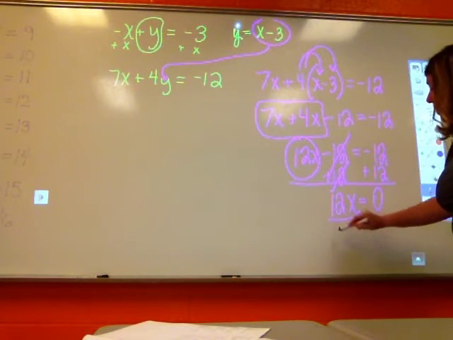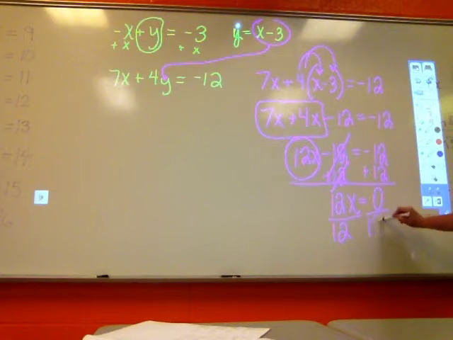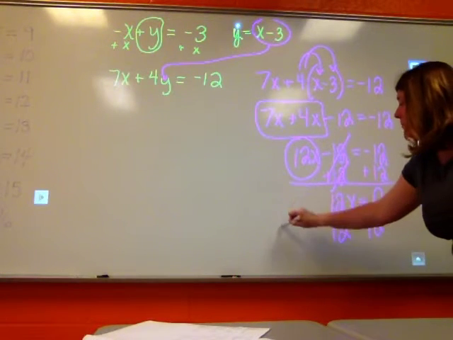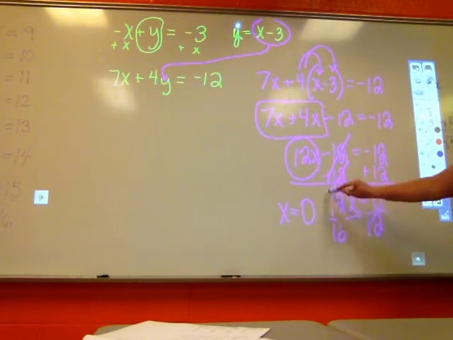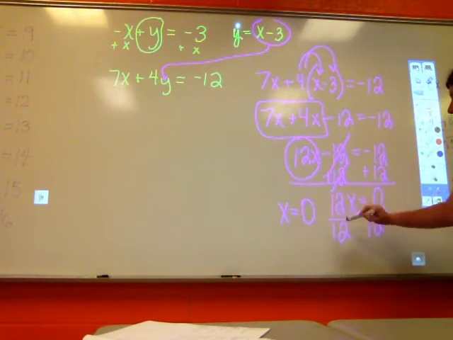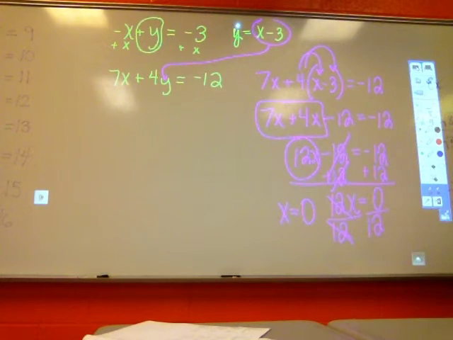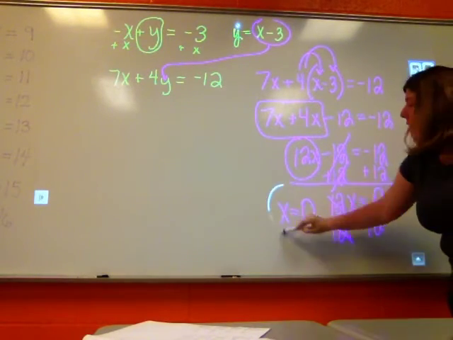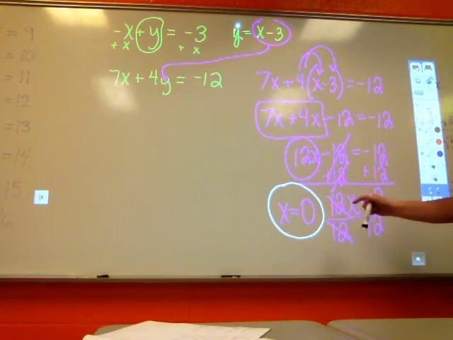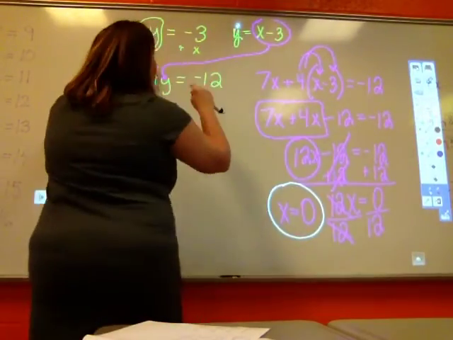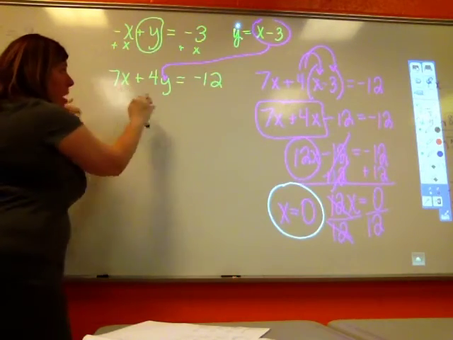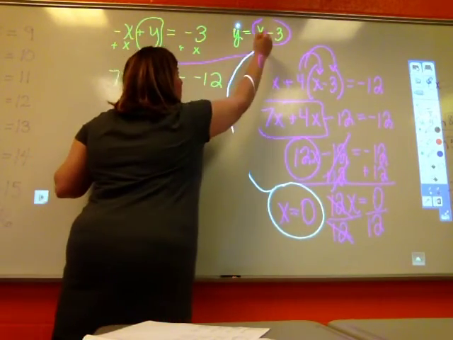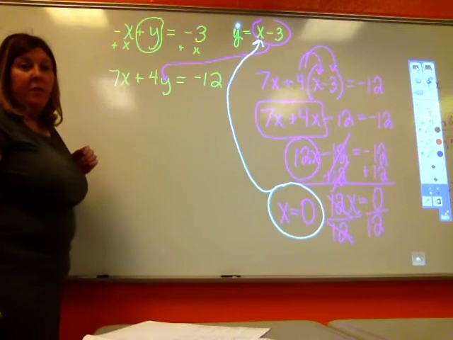So now when I divide, I'm going to divide by 12. And when I do that, x actually equals 0 divided by 12, which is 0. So now that I know my x is equal to 0, I can take x equals 0 and put it in any of my equations. I can put it here, but it makes way more sense to put it up here because that one's already solved for y.